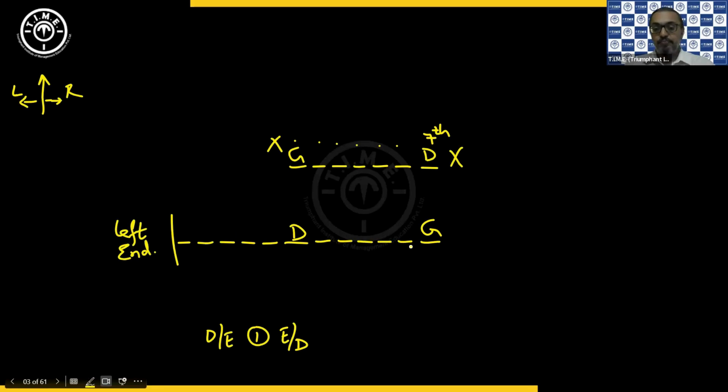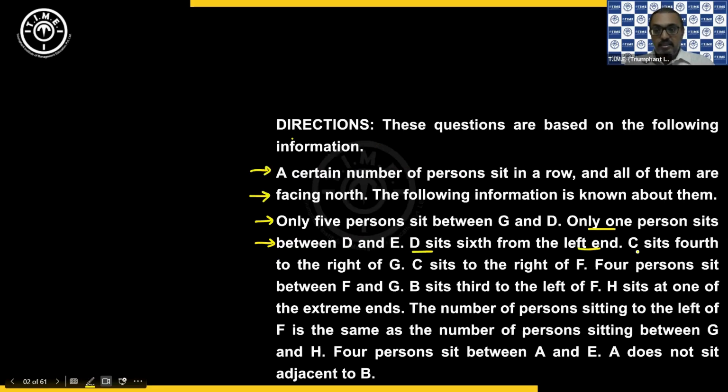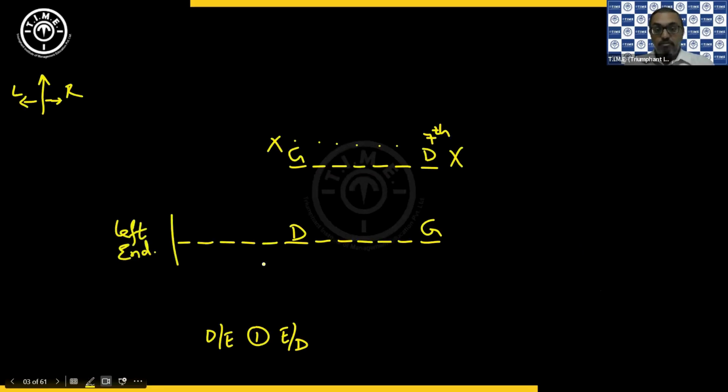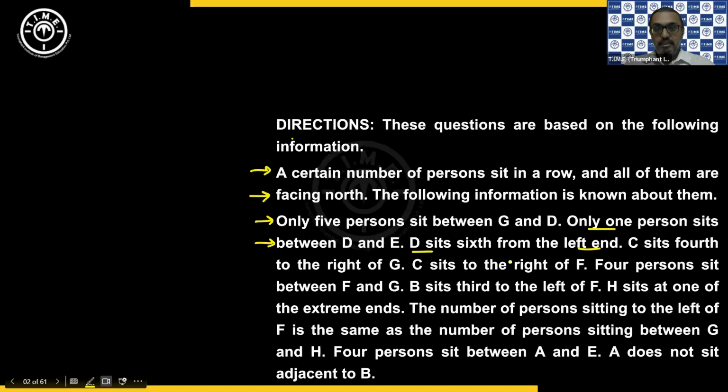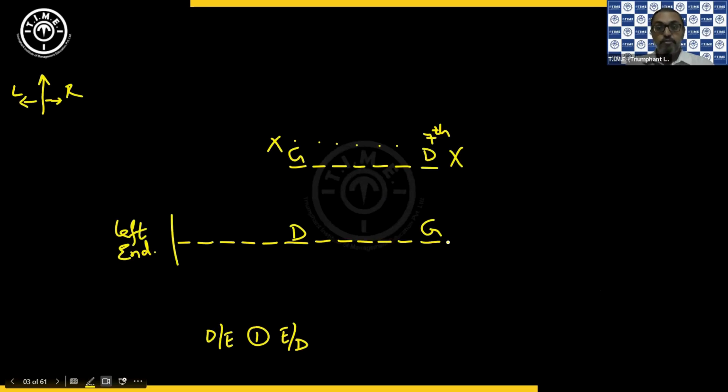Correct? Okay. Now again, one person between D and E, it could be on the left side of D or on the right side of D. Then C sits fourth to the right of G. So on the right side of G, the fourth person is C. So 1, 2, 3, and then you can have C, fourth to the right.